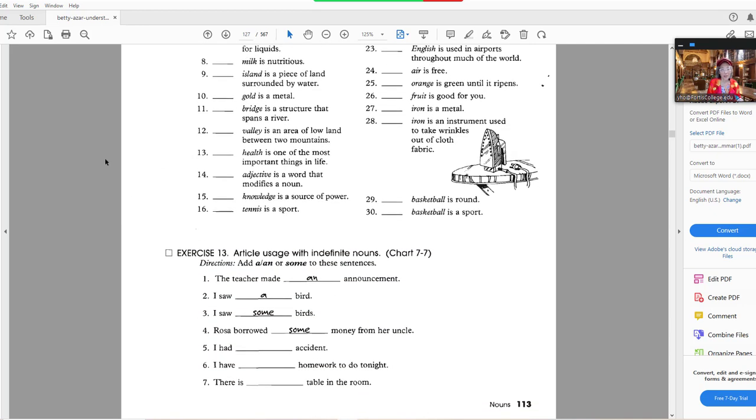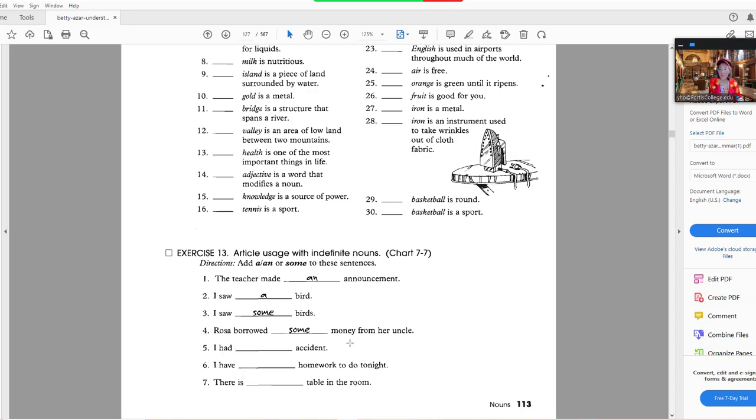The teacher made an appointment. That means she made one appointment. I saw a bird. These are all indefinite because you don't know which one. I saw some birds. That means I saw more than one, 2 or 3 or 4 birds. I had an accident because there's no S over here. The difference is that if it's singular, one, we use a and an. If it's plural, we will use some because that means 2 or 3. So that's how you do this particular exercise.